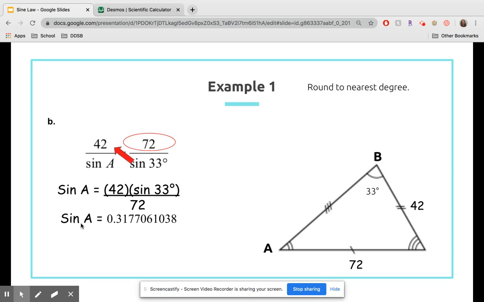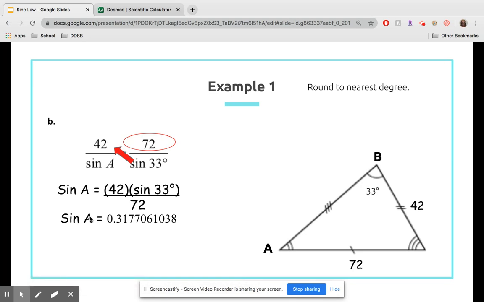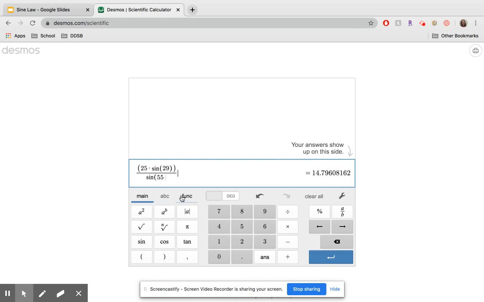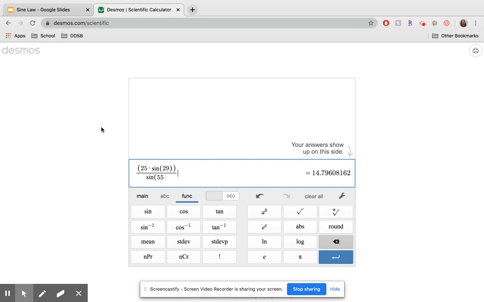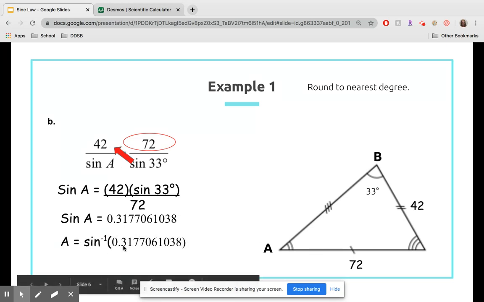If you put this into the decimals calculator, you'll get 0.317706138. We still have sine on this side. So going back to the previous lesson, we need to bring it to the other side. So we're going to do the sine inverse. Remember, on your decimals calculator, it's under the function sine inverse. So I'm taking a sine inverse of this. This is going to give me angle 19 degrees.